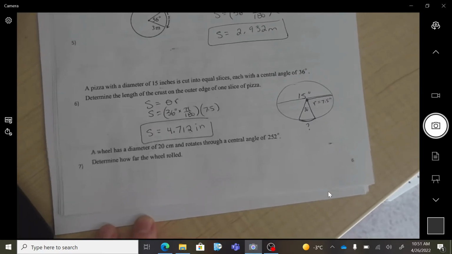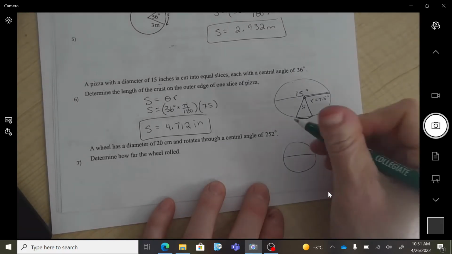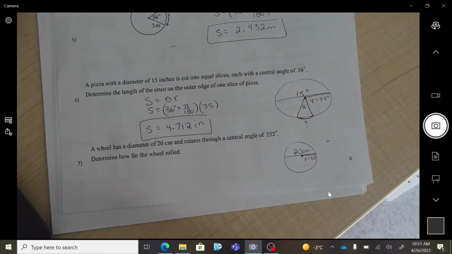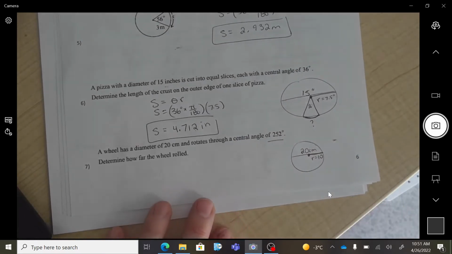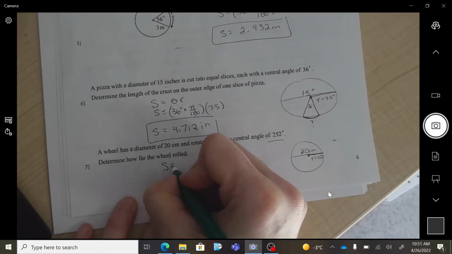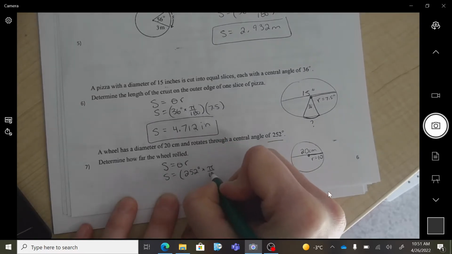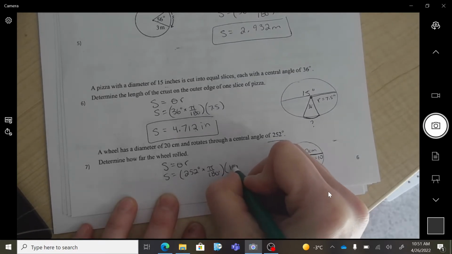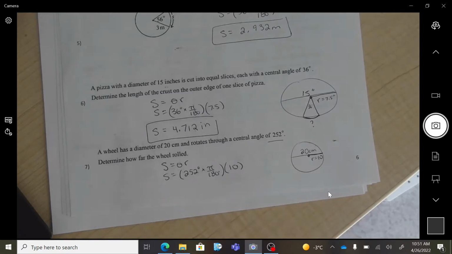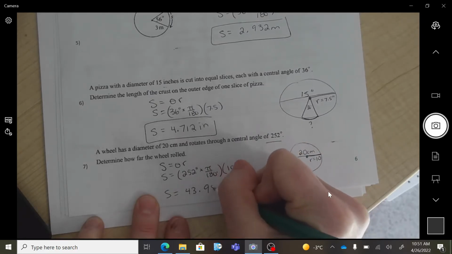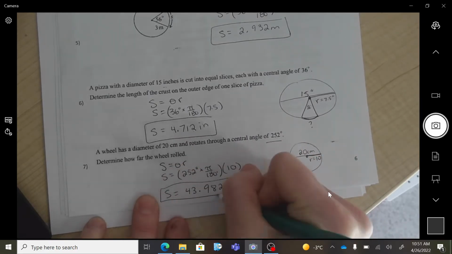The wheel has a diameter of 20 centimeters, so the radius is 10, and it rotates through a central angle of 252 degrees. So how far does it go? So what's the arc? So 252 degrees is going to need to get converted to radians, then timesing by the radius of 10. So all into my calculator here, I'm going to get 43.982, and that's in centimeters.